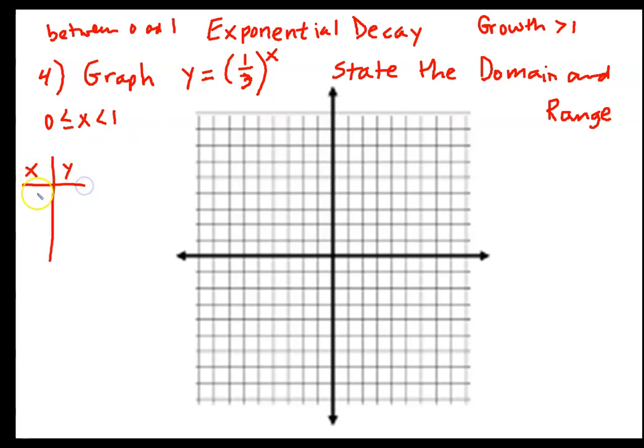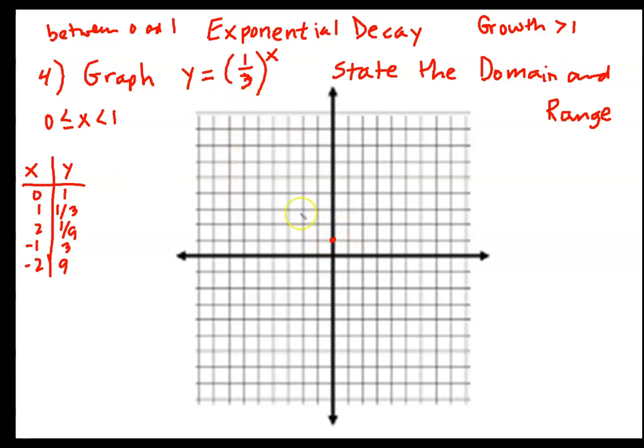All right, so let's just take a look at this decay graph. Very similar. We're going to use those same inputs. So 1/3 to the 0 power is 1, 1/3 to the first is 1/3, 1/3 to the second is 1/9. When you raise 1/3 to the -1, that makes 3. To the -2, it makes 9.